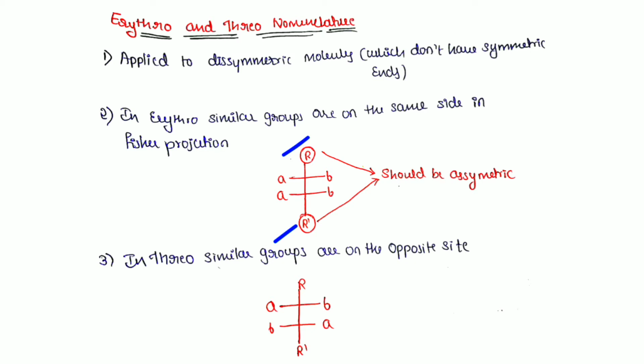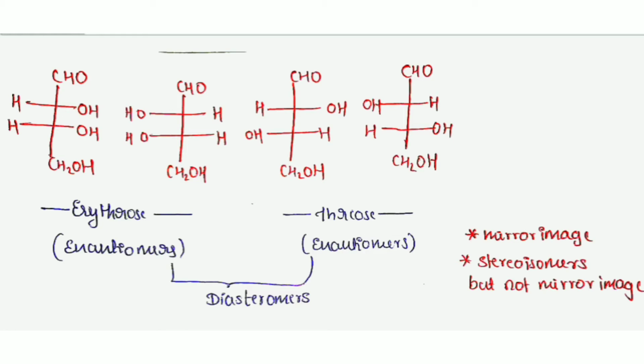In this case, similar groups are on the same side in a Fischer projection, and that is called erythro nomenclature. But here you consider two similar groups on opposite corners of the Fischer projection. We will call it threo nomenclature. First we have to check whether the molecule is symmetric or dissymmetric to determine the erythro and threo nomenclature. For example, in this case, the two groups on the ends are not the same, they are different, meaning this is dissymmetric.